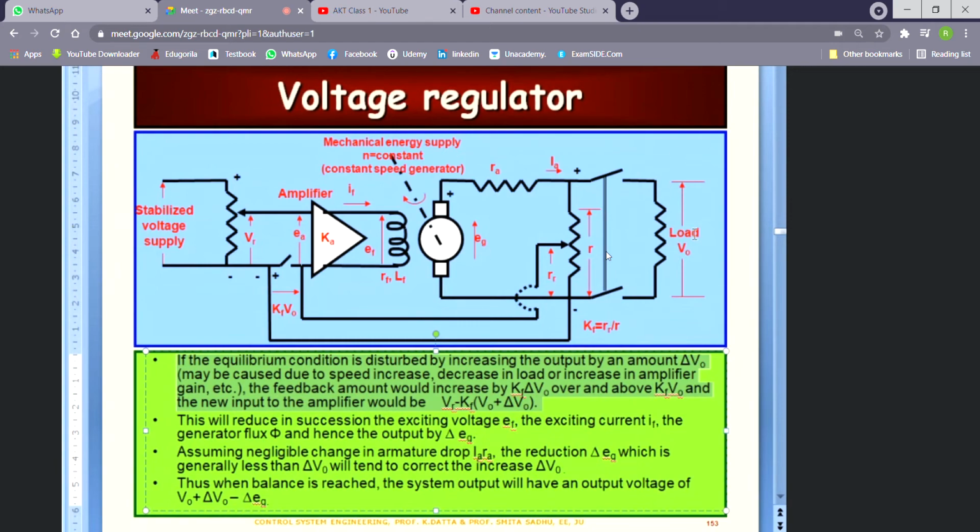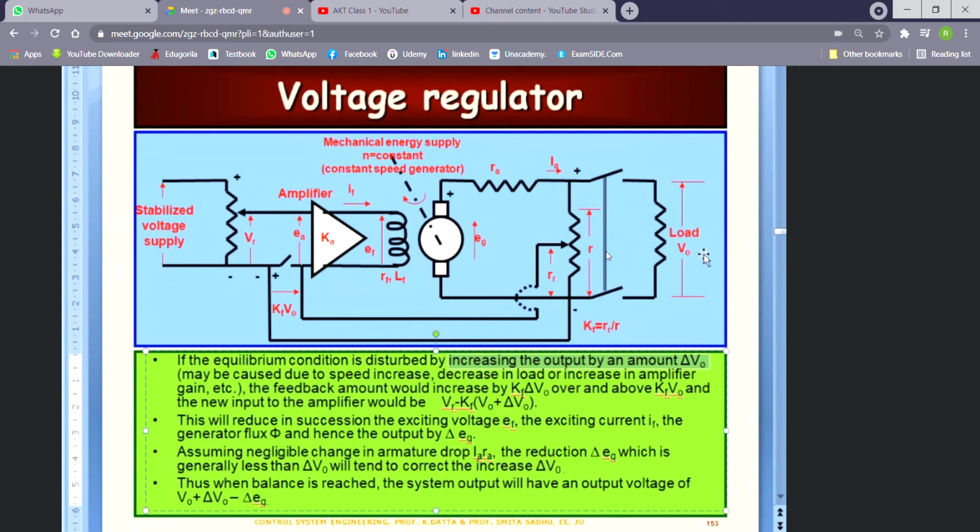So if you look at this figure now, let us say that somehow the output voltage is increased by an amount delta VO. I'm just trying to select the portion that I'm speaking of. So we are saying that the output voltage is increased by an amount delta VO, right? So how can the output voltage suddenly change? Change means increase in this case is what we are considering.